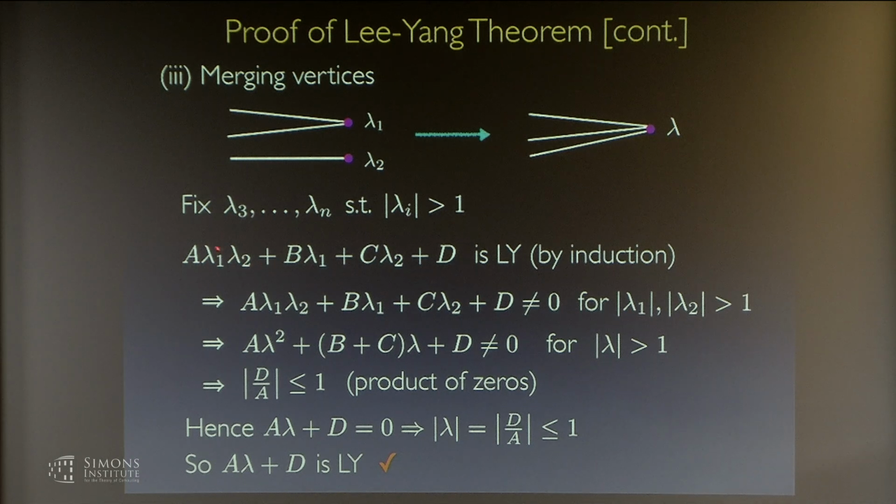And we'll have a term for both being plus, a term for one being plus, one being minus, a term for one being minus, one being plus, and a term for both being minus. So we get a polynomial of this form. And since this has the Lee-Yang property, we know that this polynomial cannot be 0 if both lambda 1 and lambda 2 are outside the unit disk, since all the other variables are already outside the unit disk.